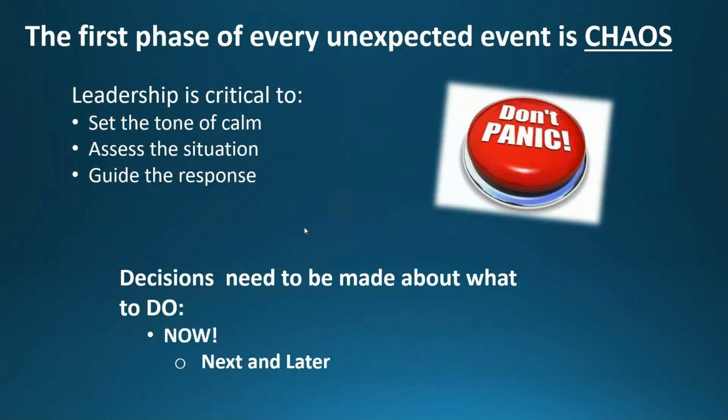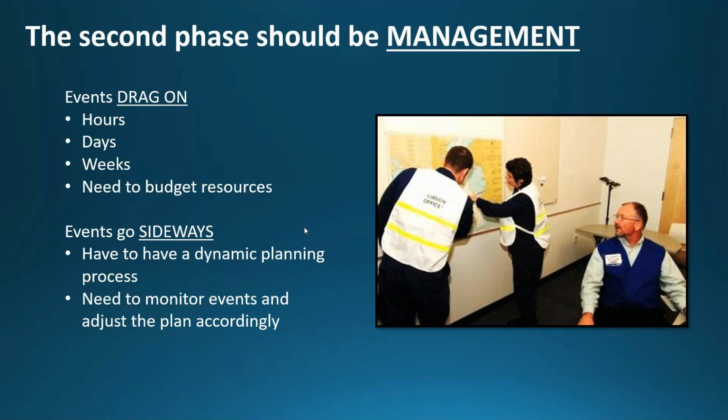So the first phase of every unexpected event is chaos. Leadership is critical to setting the tone of calm, assessing the situation, and guiding the response. In incident command, we talk about operational periods, and we're going to cover that in depth in a little bit here. But we need to have decisions what to do now in that first immediate operational period. And we're talking about the first hour to 2 hours of the response. And then we'll talk about sustained operations during a response, because it doesn't just end at 1 hour. It goes on, and events drag on. The pandemic is a perfect example. We were activated in that event for multiple years.